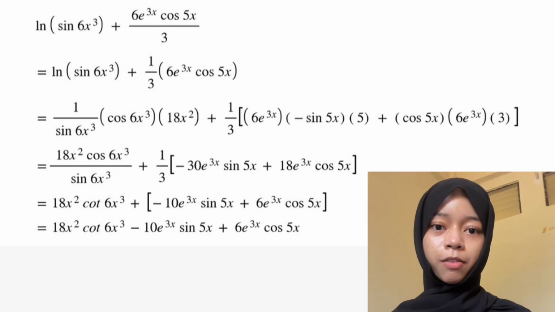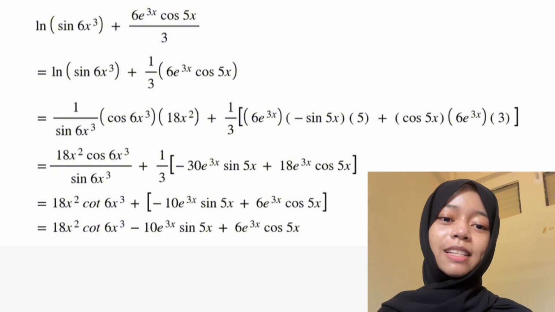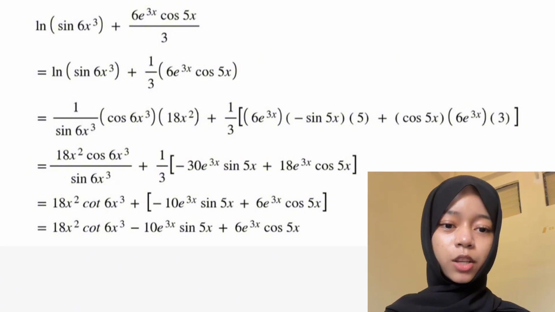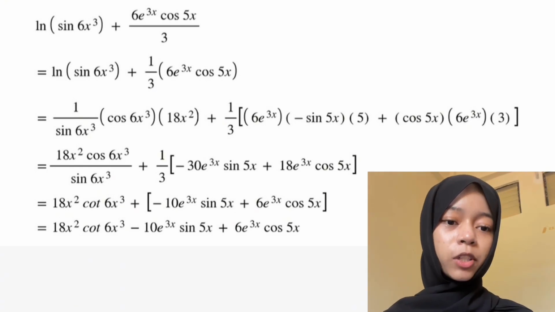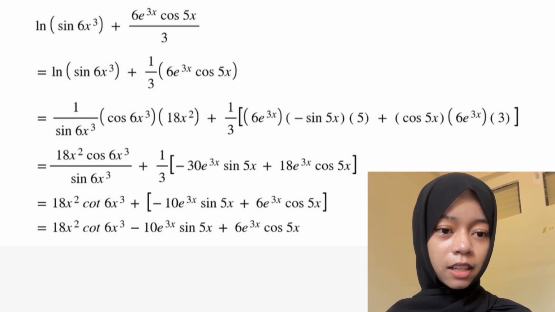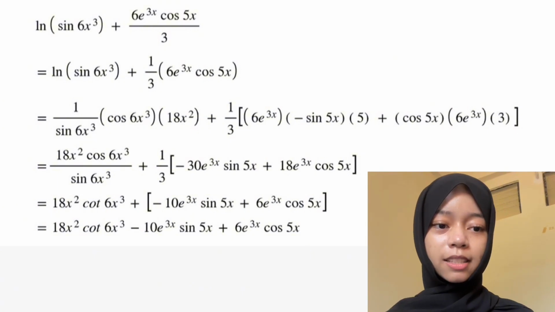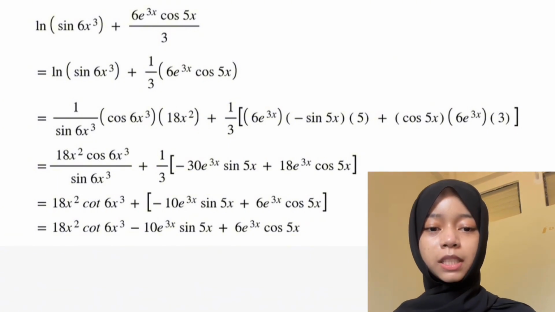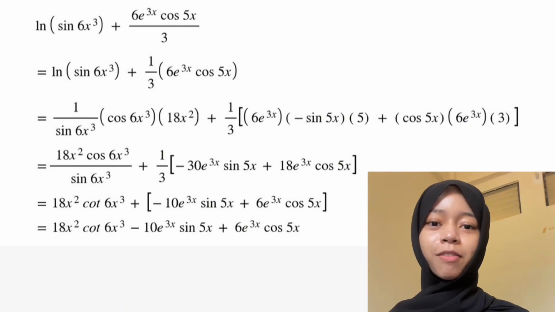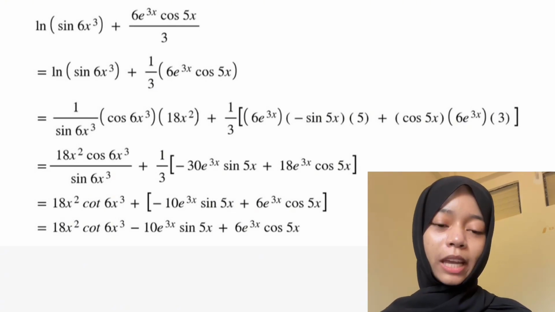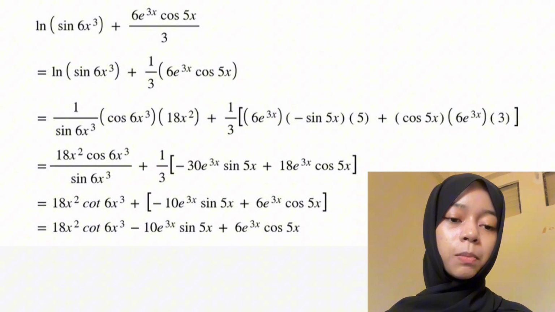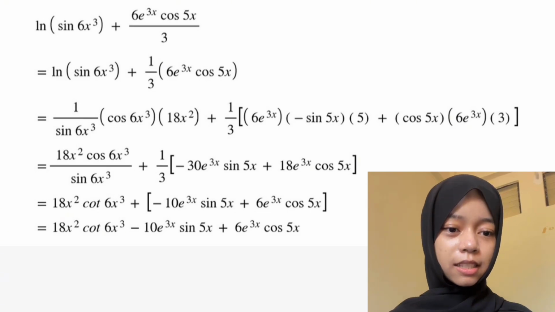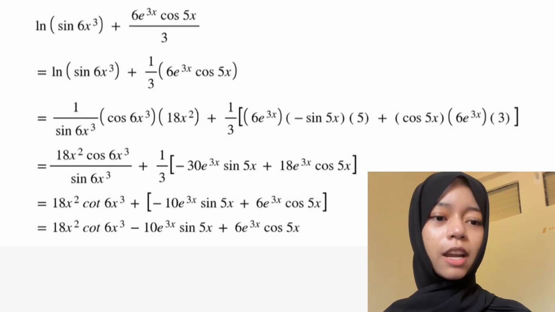So we're going to simplify it all, and we're going to get 18x squared cos 6x cubed over sin 6x cubed plus 1 over 3 in bracket negative 30 e to the power of 3x sin 5x plus 18 e to the power of 3x cos 5x. So here we have cos over sin, which we know is equal to cot, so we're going to simplify it again. So we're going to get 18x squared cot 6x cubed plus in bracket negative 10 e to the power of 3x sin 5x plus 6 e to the power of 3x cos 5x.